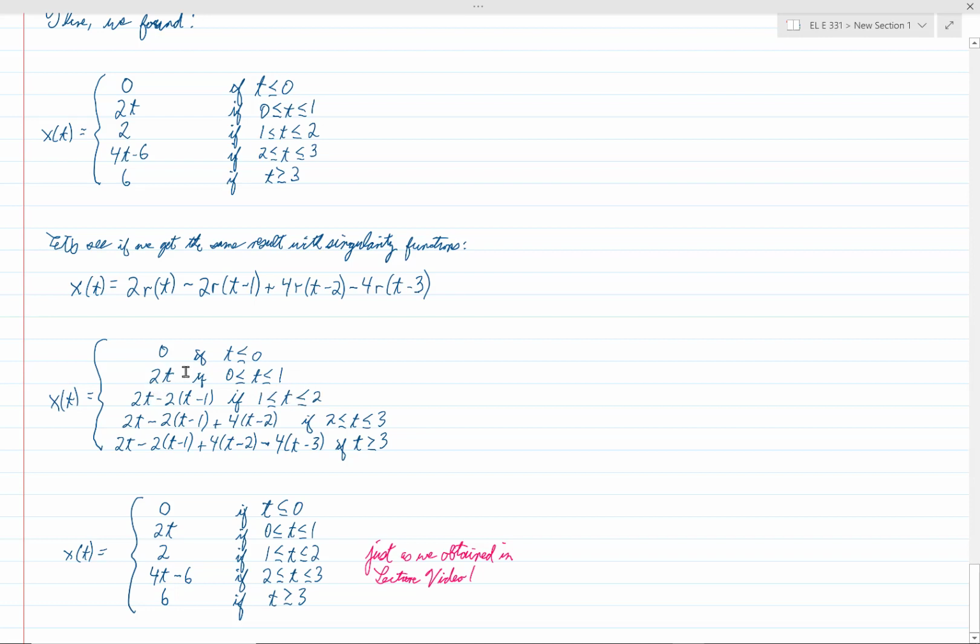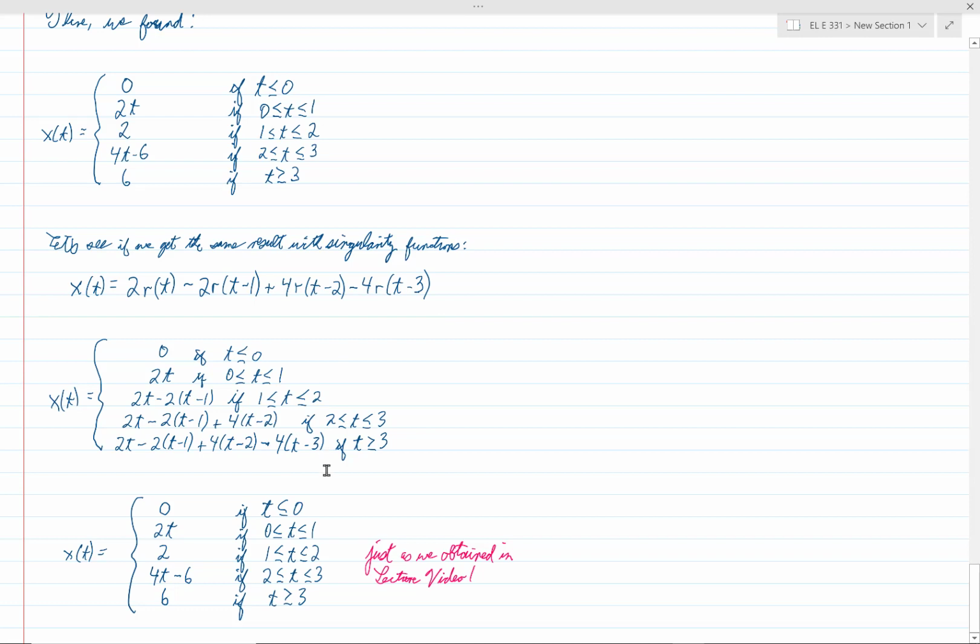Then as we continue to increase t and it gets between 1 and 2, okay, that 2t will still be on, so we bring it down. But now, once we get past 1, this term will turn on. So we have minus 2 times t minus 1. And then once we get past 2, okay, these 2 terms are still on, but then this term will turn on. So we have plus 4 times t minus 2. And then finally, once we get past 3, we will have to add in this minus 4 times t minus 3.